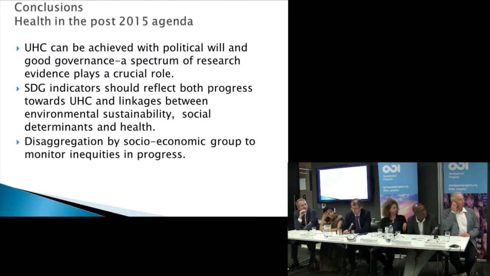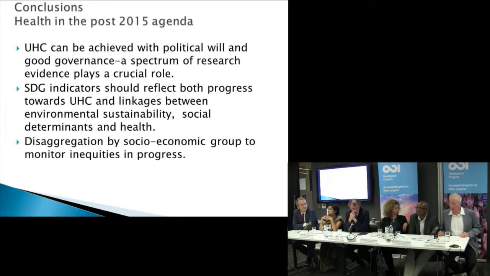So in conclusion, I would say there were two broad areas. There's universal health coverage, which has now got some political momentum, and hopefully can be achieved with political will and good governance. And obviously we need to generate new evidence to underpin and support that. And then there's the need to link health with the broader sustainable development agenda, and to bring in some of these big issues around environmental sustainability and social determinants. And to ensure that we disaggregate some of these SDGs so that, as Kevin said at the beginning, we can actually look at inequities in progress, because those have bedeviled, I think, much of the progress we've seen so far. So I'll stop there.